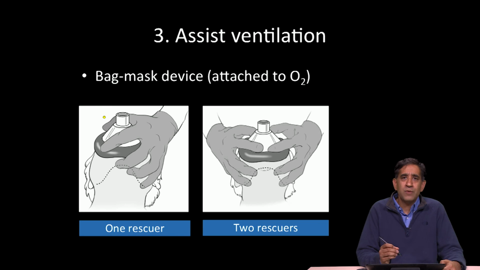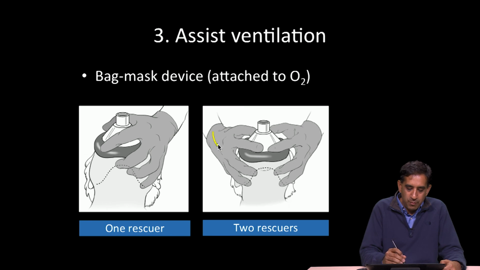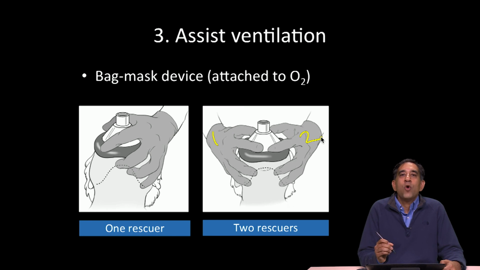If you have 2 rescuers, one rescuer is going to squeeze the bag and the other rescuer is going to use both hands to hold that mask onto the patient's face to allow the maximum amount of air to enter into their mouth and towards their glottis and trachea. And it also allows them not only to hold the mask on their face, but also open the airway. So extend the neck if it's permissible and keep that airway open.